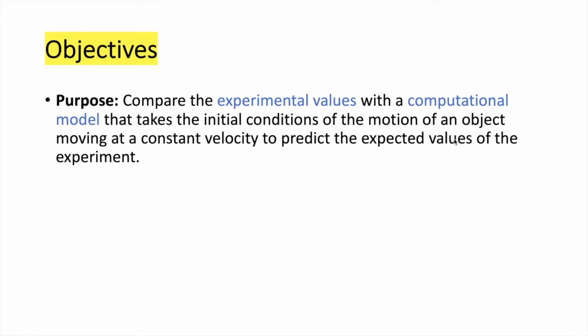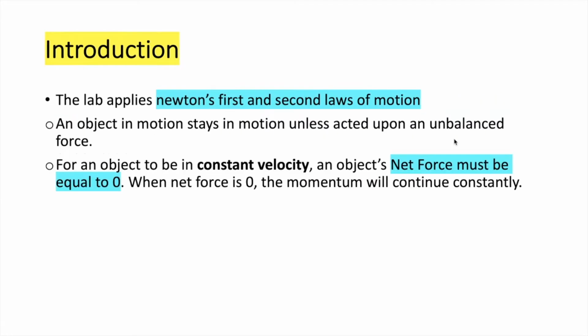To get started, the main objective of the experiment was to observe an object moving at a constant velocity and compare the experimental values with a computational model. In this case, a starter code takes the initial conditions of the motion of the object and predicts the expected outputs of the experiment. It is important to understand the main physics principles involved.